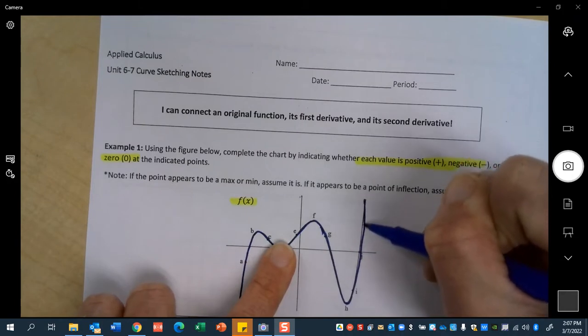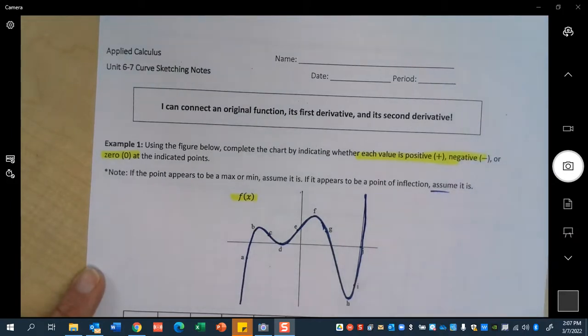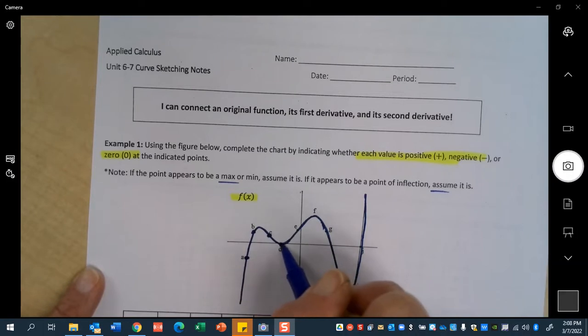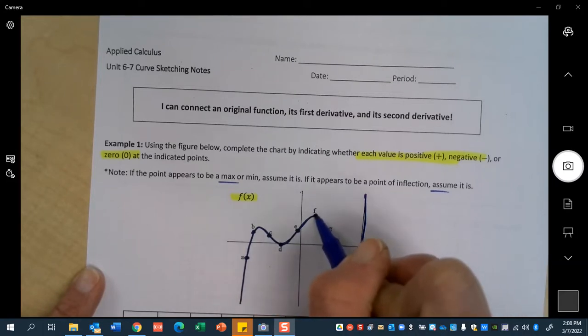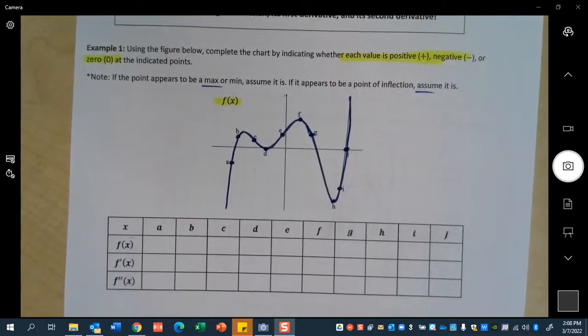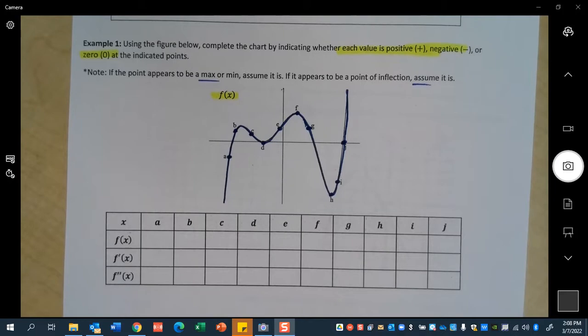And what it says is if it appears to be a point of inflection, assume it is. If it appears to be a min or max, assume it is. So here's where A is, B, C, D, E, F, G, H, I, and J. With your group mates, please fill out the chart, whether your original function, your derivative, or your second derivative has a positive or a negative value on your mark, set, go. Let's do the first one together.